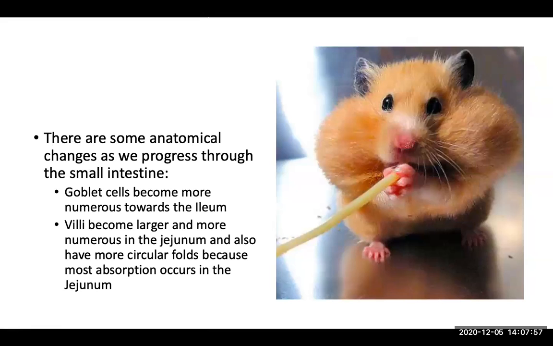There are some anatomical changes as we progress through the small intestine. Goblet cells become more numerous towards the ileum, and the villi become larger and more numerous in the jejunum, and also have more circular folds because most absorption occurs in the jejunum.